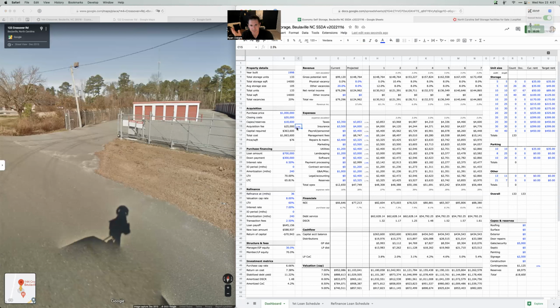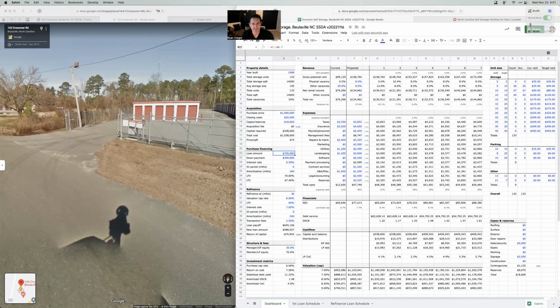My acquisition fee is between 2 and 3%, depending on the size of the deal. Say you don't have one, you can put that at 0. Capital required basically is the sum of the down payment and closing costs and CapEx and reserves. Regarding down payment, that's over here in purchase financing.